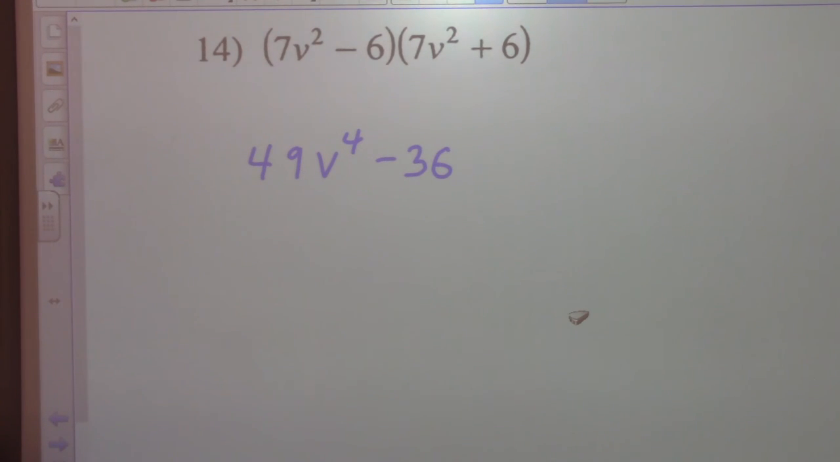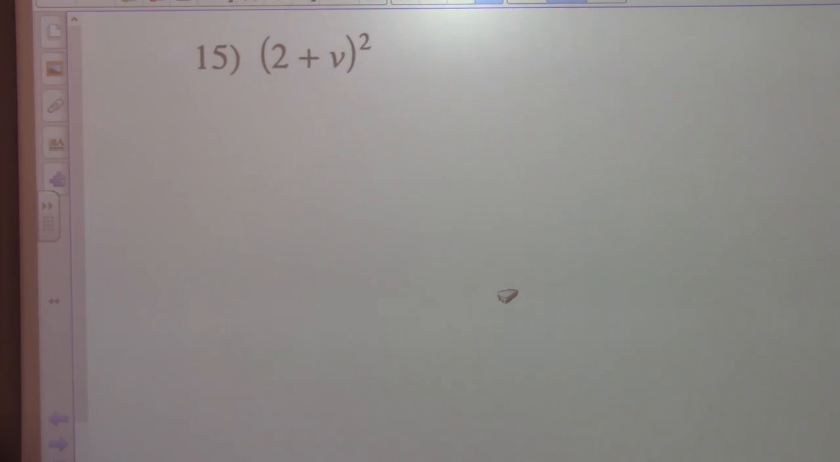All right. Okay, 2 plus v squared. Wait, is it? No, it doesn't make sense. We have Shaylee, but she's not here. We'll go on from Shaylee.